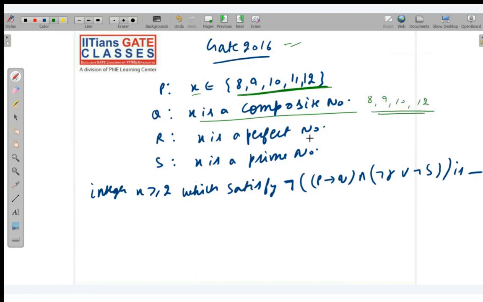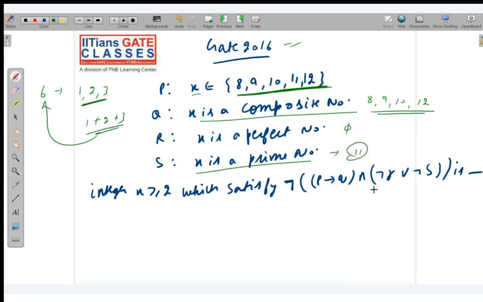R is saying X is a perfect number. Perfect number means what? I think you know that 6 is a perfect number because the sum of its factors is the same as the number itself. So 1 plus 2 plus 3, that is the same as 6. So factors of 8, 9, 10, 11, 12, I think you can check it out. None of them is perfect. Now next is saying X is a prime number. So it is saying nothing is here. X is a prime number. Prime number means, see, what are the prime numbers?